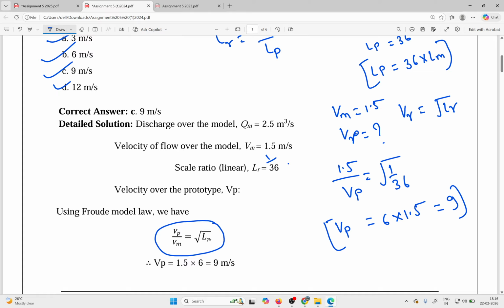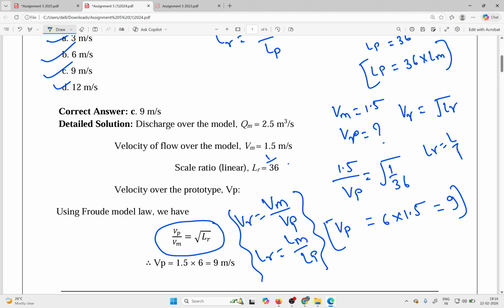Okay, as we are discussing from the previous, so your VR is nothing but Vm by Vp and LR is nothing but, so please follow this one, Lm by Lp. Always remember please. So here LR is 1 by 36 as you know already. LR is Lm by Lp. So here from Lm by Lp you will get Lm by Lp 1 by 36. So now you will use this. Now you can solve like this.